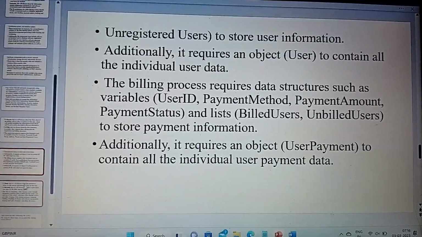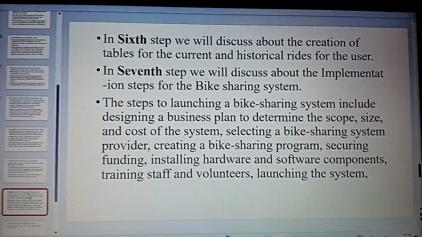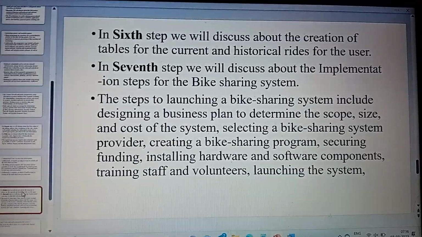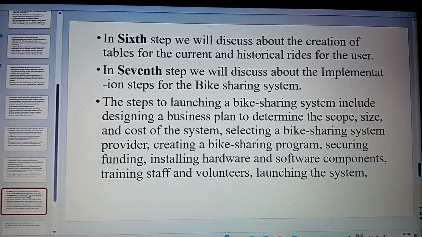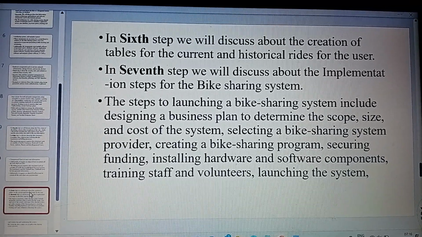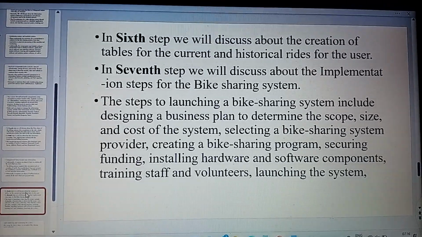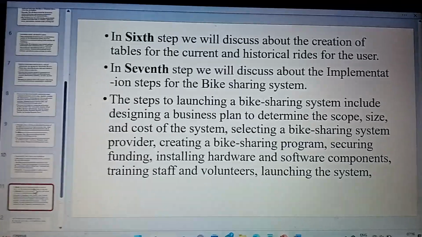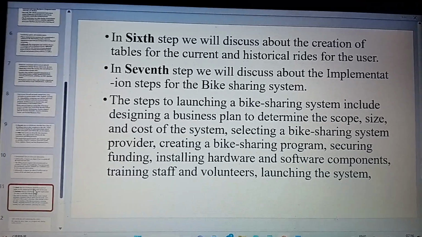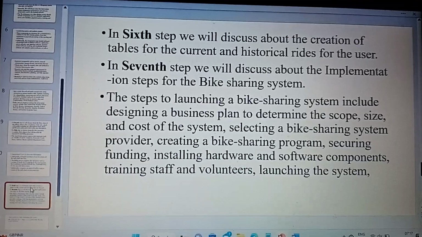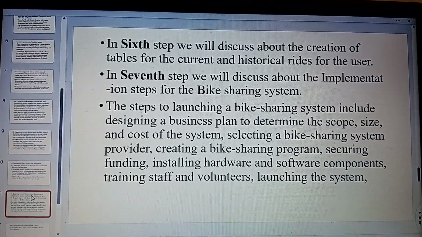Then, when we go to the sixth step, we will discuss the creation of tables for the current and historical rides for the users. By using a structured coding language, we create the tables for the current and historical rides, and we store all the information from the user, from past rides, current rides, or historical rides. If we book a future ride, these are all stored by using the structured coding language. Here, we take a relational database because it is in the form of tables and has columns and rows.